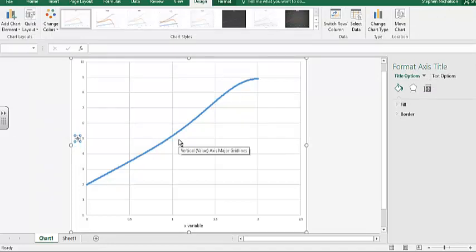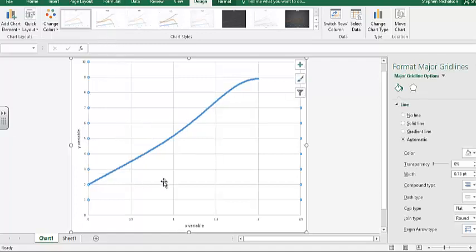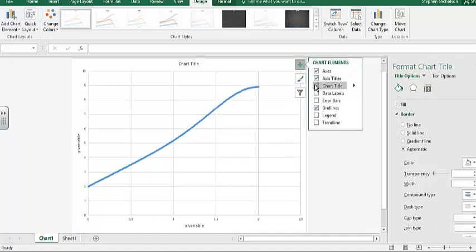So that would be Y variable. I need to highlight all those things inside. So we need to make it bigger. So there's the Y variable. Again, if you go here, you can put chart titles up there, so now you can see the chart title.